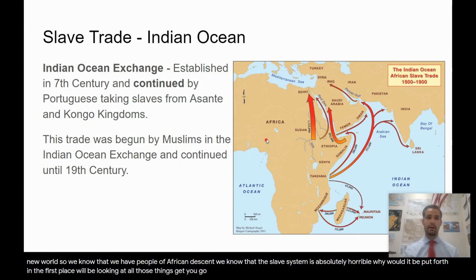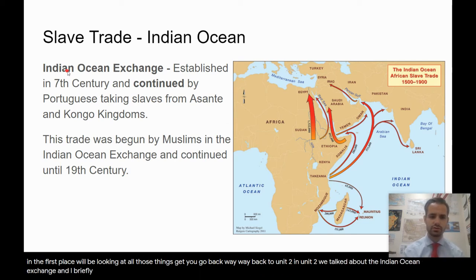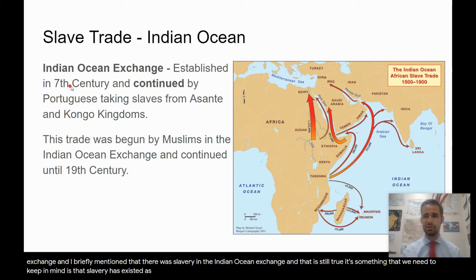Let's actually go back way back to Unit 2. In Unit 2, we talked about the Indian Ocean Exchange, and I briefly mentioned that there was slavery in the Indian Ocean Exchange, and that is still true. It's something that we need to keep in mind, is that slavery has existed as pretty much as long as human beings have existed. Obviously, that does not make it okay. It's just something that we need to address and know as a class.